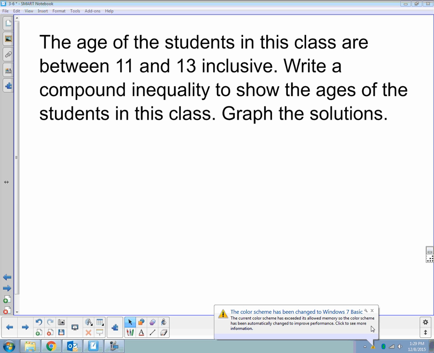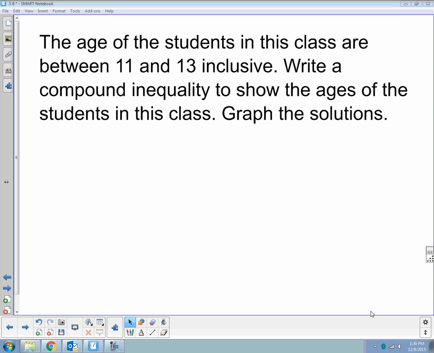It's still inequalities, because it's somewhere in between 11 and 13. Could be 11 in 1 month. Could be 12 in 4 months. Could be 12 in 4 months and 6 days and 5 hours. You've got a whole range of ages in the classroom. Nobody's exactly the same age unless they were born at exactly the same time on exactly the same day, exactly the same year. And so we've got a range in there somewhere.